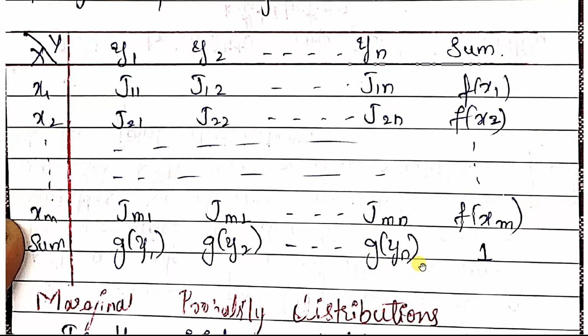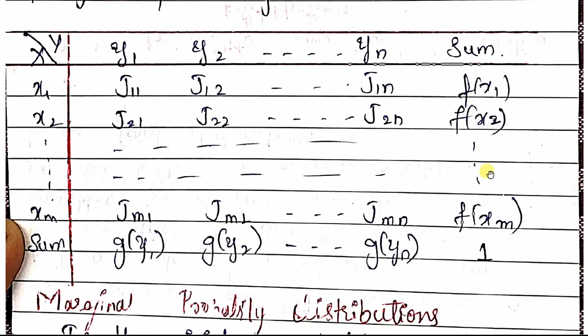Now further, when you sum all these elements, the sum of g of y1, g of y2, g of y3, and so on, g of yn must give you 1. And similarly, f of x1, f of x2, f of x3, and so on, f of xm must give you 1. This will give you 1, and the same, this will give you 1.